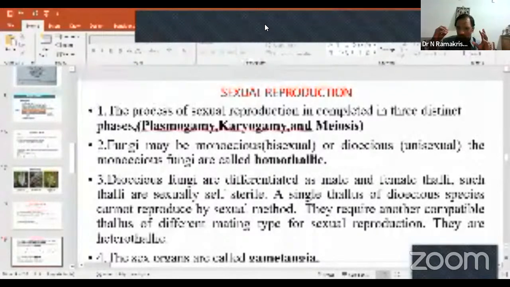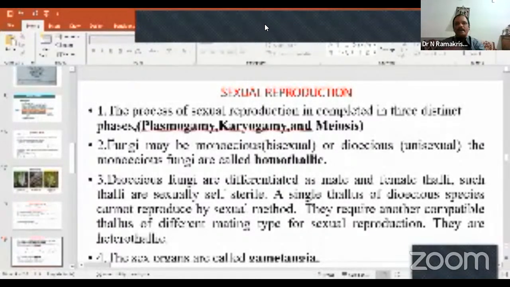Second point, karyogamy. Karyo means nucleus. After coming together, both nuclei fuse, and the formation goes from two nuclei to one nucleus. We call that karyogamy. And the next point is meiosis. We already know meiosis very well.